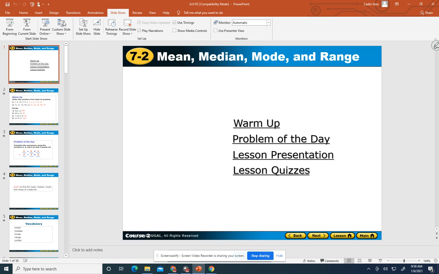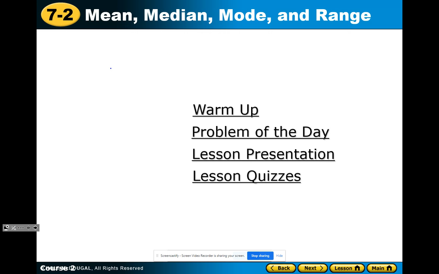Okay, you guys have done this before, but it is a little bit time consuming. That's the different things. We have mean, median, mode, and range. It's easy. It just takes so long.